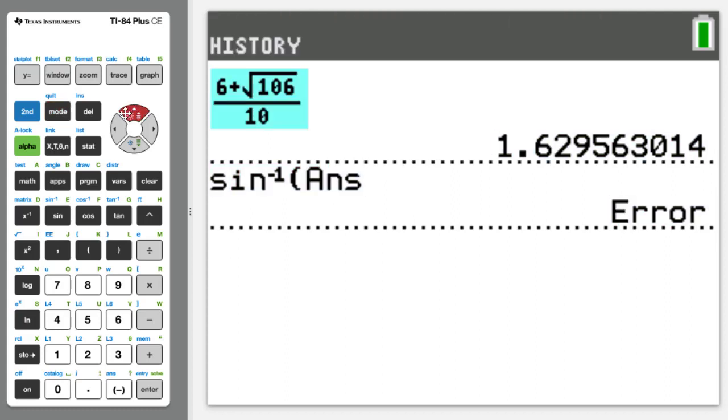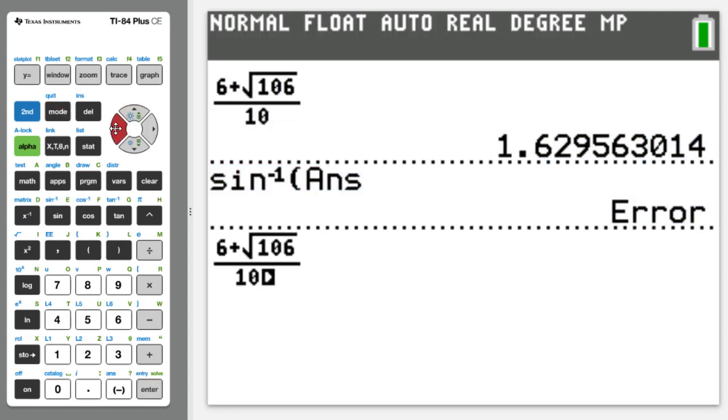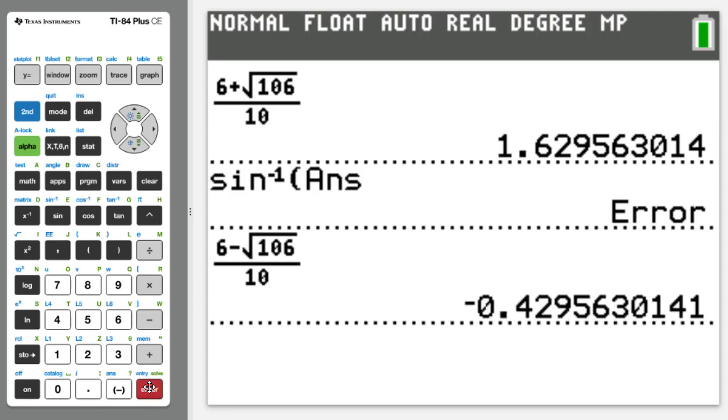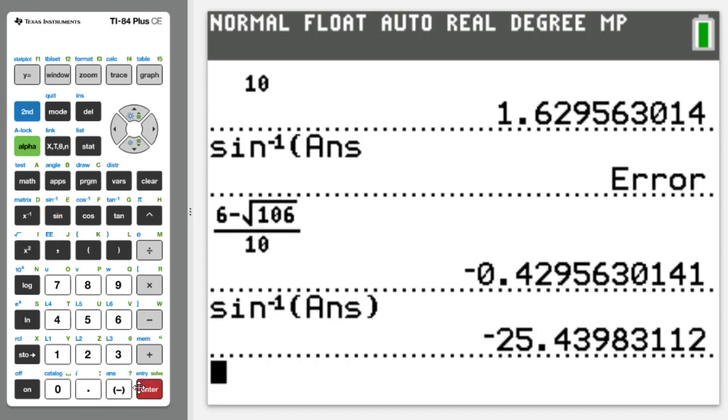So let's go back up and highlight this, but this time let's switch it to a minus sign. If I can get back to that minus, there we go. So switch my plus to a minus, press enter, see what that decimal is, and try to do the inverse sine of that answer. I get negative 25 degrees and about, let's go with negative 25.44 if I round that.